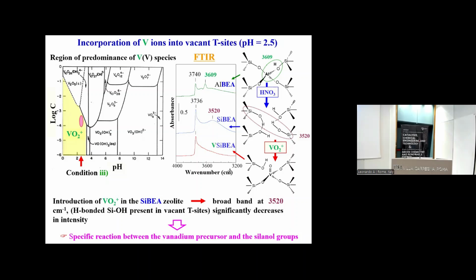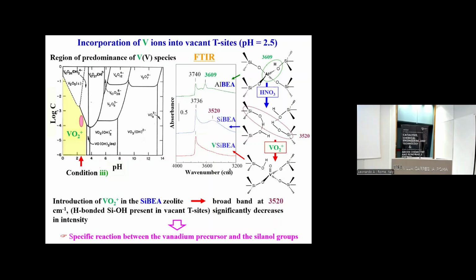You can see that from the region of predominance of vanadium species, at another pH there is a bigger complex situation, because in this condition we form different kinds of polynuclear vanadium species. These vanadium species are very difficult to incorporate. So we see this after.